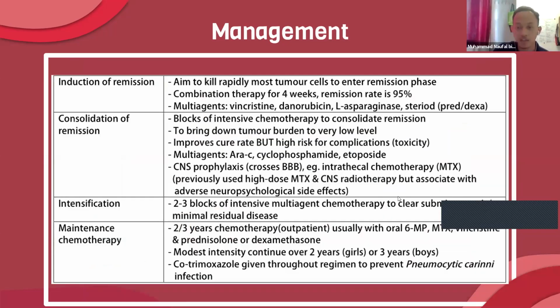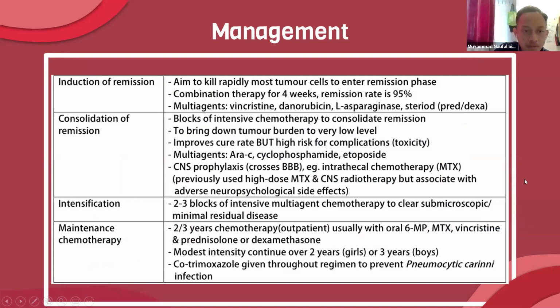Okay, next, this is the description of the management that I have stated before.